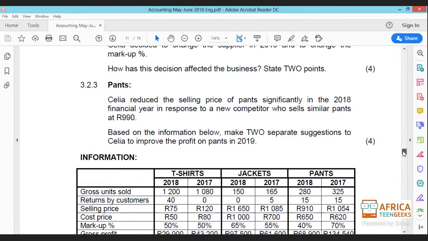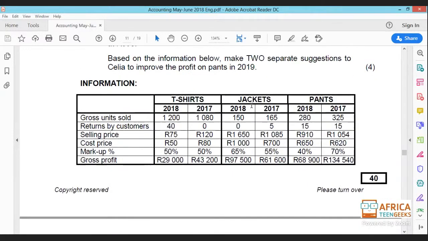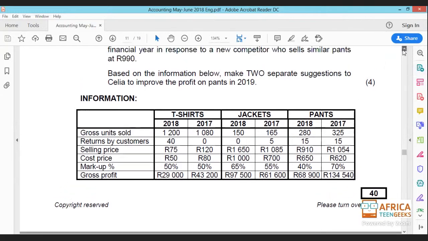If you look at this table, we've got t-shirts, jackets, and pants, we've got 2018 and 2019, both years, gross units sold, returns by customers. Here for t-shirts, we've got 2018, higher returns, selling price. So it's one of your problem solving questions, basically. Your gross profit, your markup, and your cost price. You need to look at your markup also and your gross profit. So basically, let's try to answer this question.